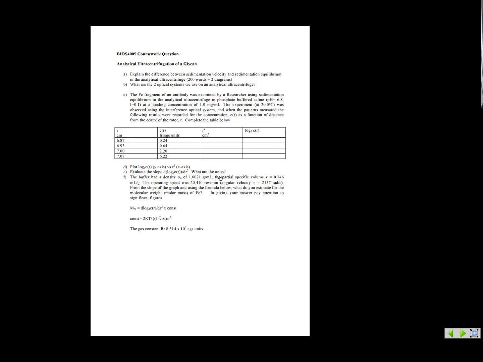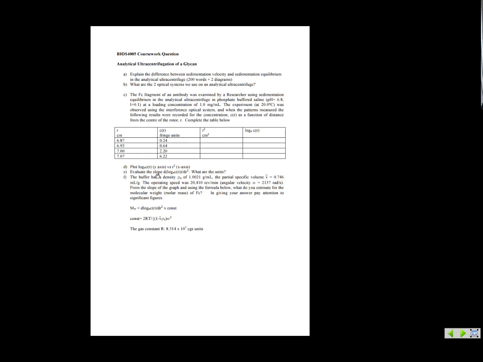So you do that, then you plot log to base e of C(r) on the y-axis versus distance squared on the x-axis. And then you evaluate the slope, d ln C(r) / d r squared. And what are the units? Don't forget you've got an r squared on the bottom here, dr squared. So don't forget to consider the units of distance or distance squared.